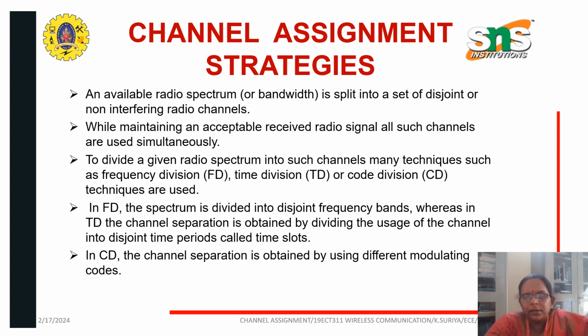In order to divide the radio spectrum, there are several techniques available, like frequency division, time division, and code division. In frequency division, the spectrum is divided with the help of different frequency bands, whereas in time division, each frequency band is used for a particular time period, and in code division, the channel separation is obtained by using different modulating codes.